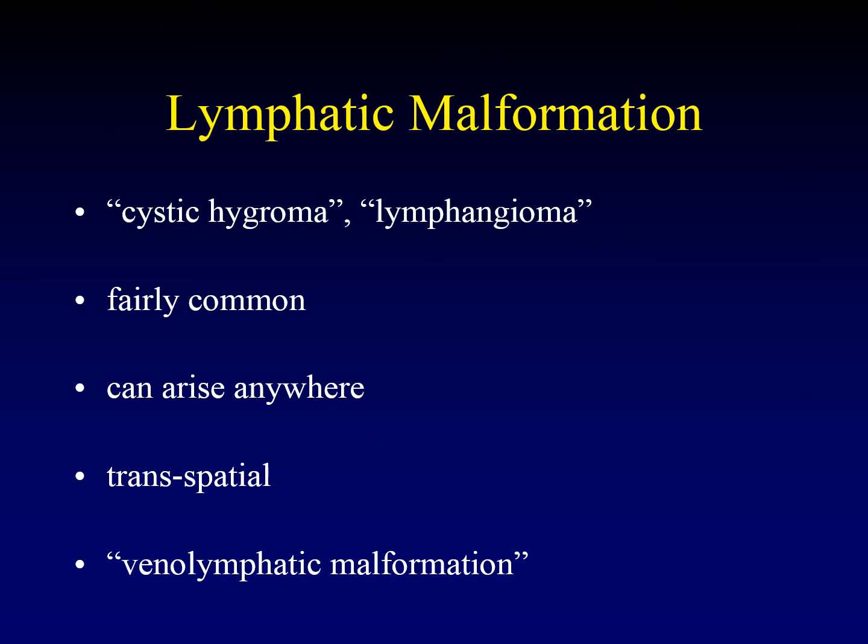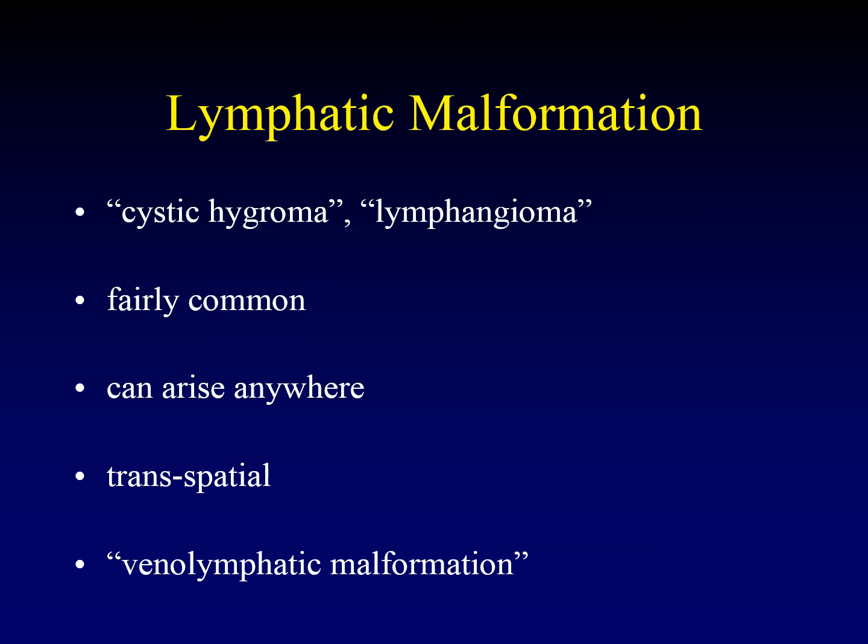Let's turn now to lymphatic malformations. Lymphatic malformations have some historical terms like cystic hygroma and lymphangioma, but these have been abandoned for the more precise and accurate term lymphatic malformation. Lymphatic malformations are fairly common. They can arise anywhere in the neck, and in fact anywhere else in the body too, but frequently in the neck. The key finding that will distinguish lymphatic malformations from other cystic neck masses is their transspatial spread.